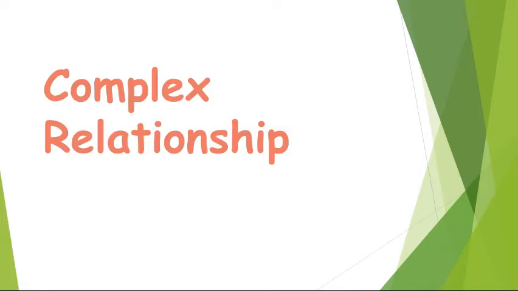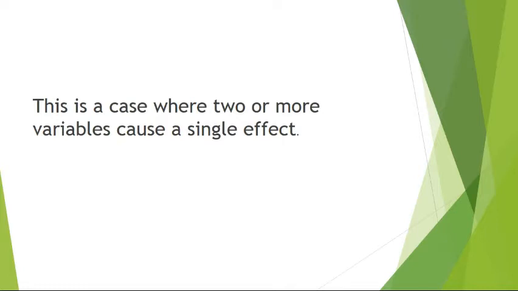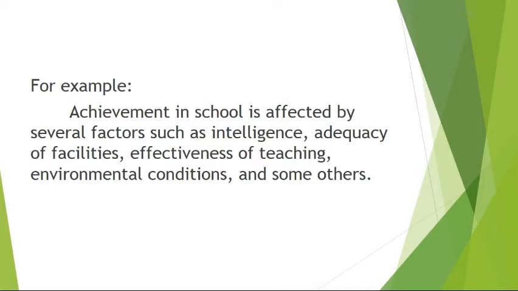The third concept of causation is the complex relationship. This is a case where two or more variables cause a single effect. For example, achievement in school is affected by several factors such as intelligence, adequacy of facilities, effectiveness of teaching, environmental conditions, and so many others.